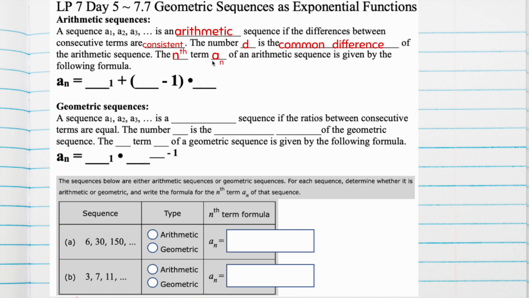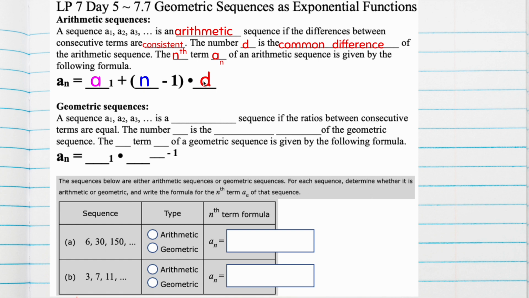And the nth term, a sub n, of an arithmetic sequence is given by the following formula. So we have this formula here if it's arithmetic: the initial term, a1, plus n minus 1. N is the number term we're looking for, so you might be looking for the 5th term, you might be looking for the 100th term. That's n, and then that's minus 1 times the common difference.